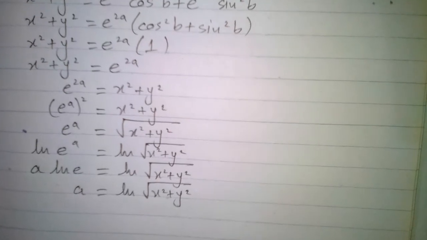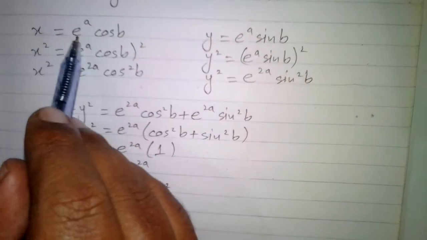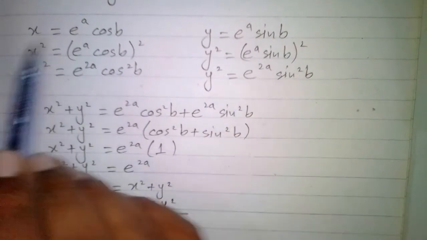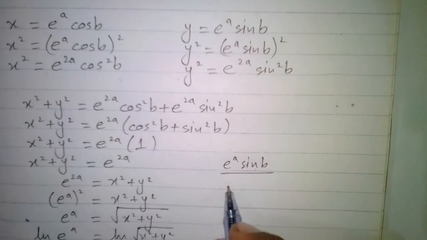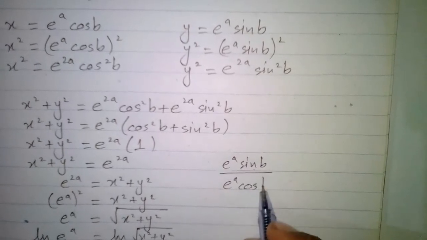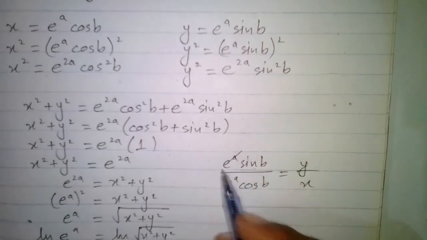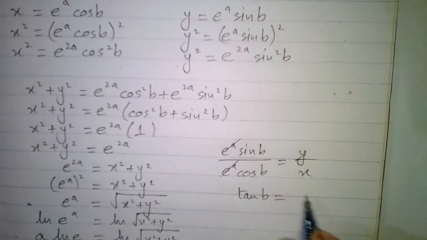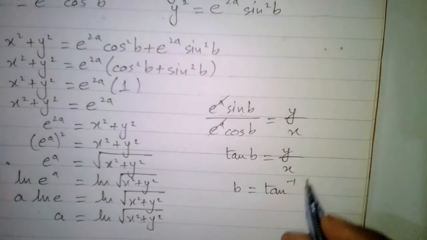Now we have the value of a, which is ln of square root of x square plus y square. Now again we have x is equal to e to the power a cos b and y is equal to e to the power a sin b. Now we can divide these equations, so we have e to the power a sin b upon e to the power a cos b is equal to y upon x, and we can cancel e to the power a, so we have sin b upon cos b, which is equal to tan b. So tan b is equal to y upon x, and b is equal to tan inverse of y upon x.